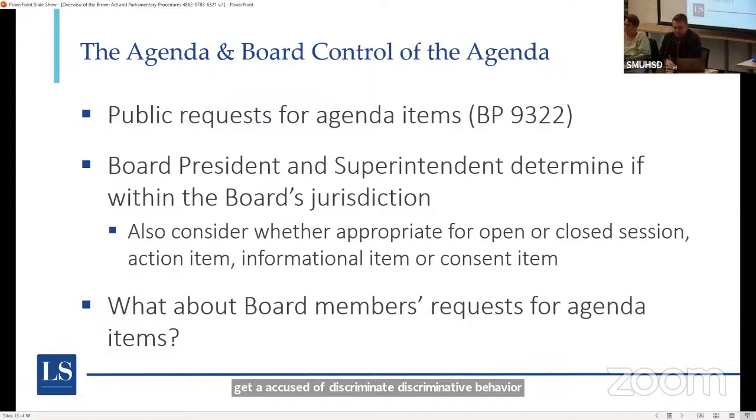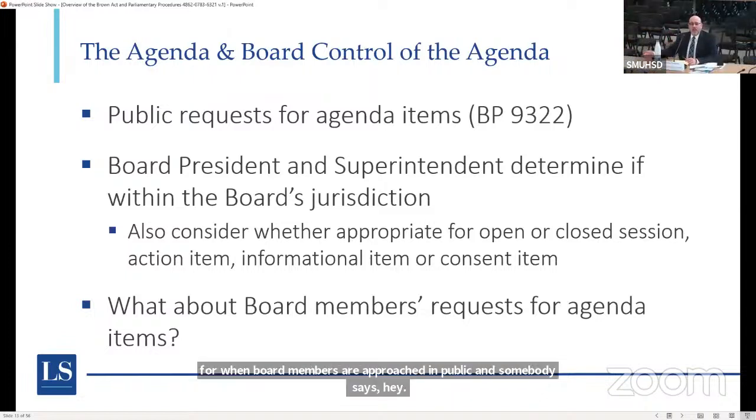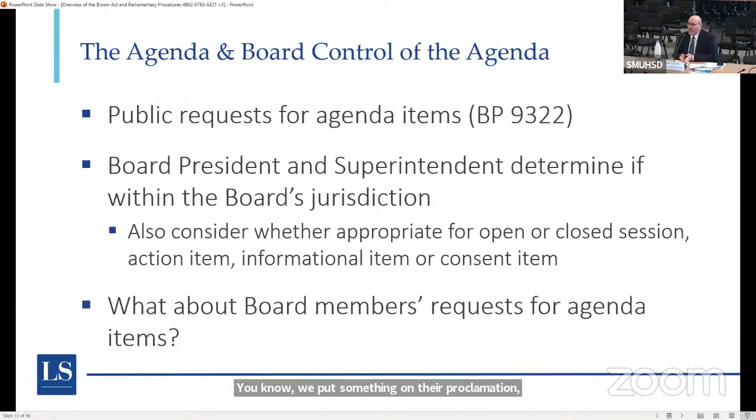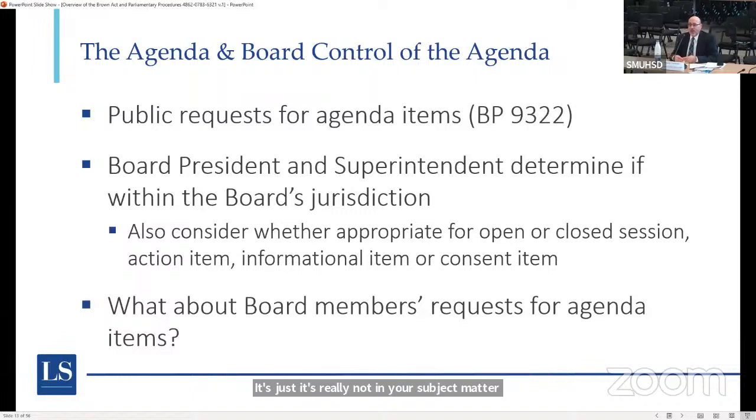Yeah. No, and I think that's a good thing to be aware of for when board members are approached in public and somebody says, hey, we put something on there, proclamation, whatever it is, that you have an understanding. We just base that on state and federal proclamations. We don't go further abroad. Now you all have the explanation, and members of the public watching understand it's not that you're being unsupportive of them. It's really not in your subject matter jurisdiction. It's gone beyond that.